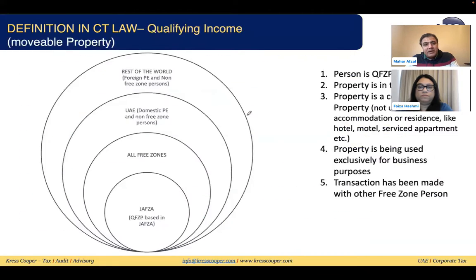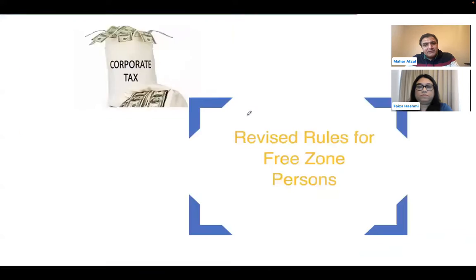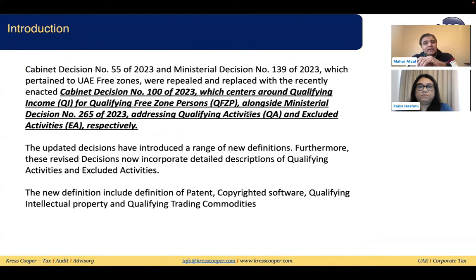If we go into the detail of these changes related to the decisions, basically, Cabinet Decision 55 of 2023 and Cabinet Decision 139, ministerial decision.